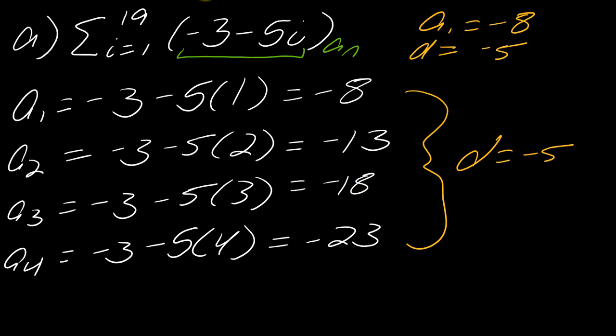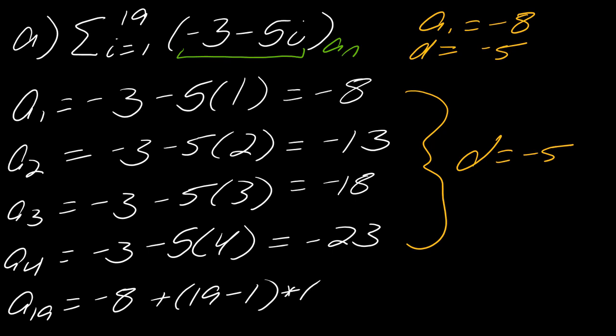And then notice that the last term, we want to get to this 19th term. So we can actually calculate that now. Knowing this information here, I can figure out what the last term is. So the 19th term will be calculated by taking a sub 1 plus 19 minus 1 times negative 5. So if I just run that out, I get that that will be negative 98. So I'm going to note that over here. A sub 19 equals negative 98. And now I've got all the information I need to actually just calculate this versus having to use those big long formulas.